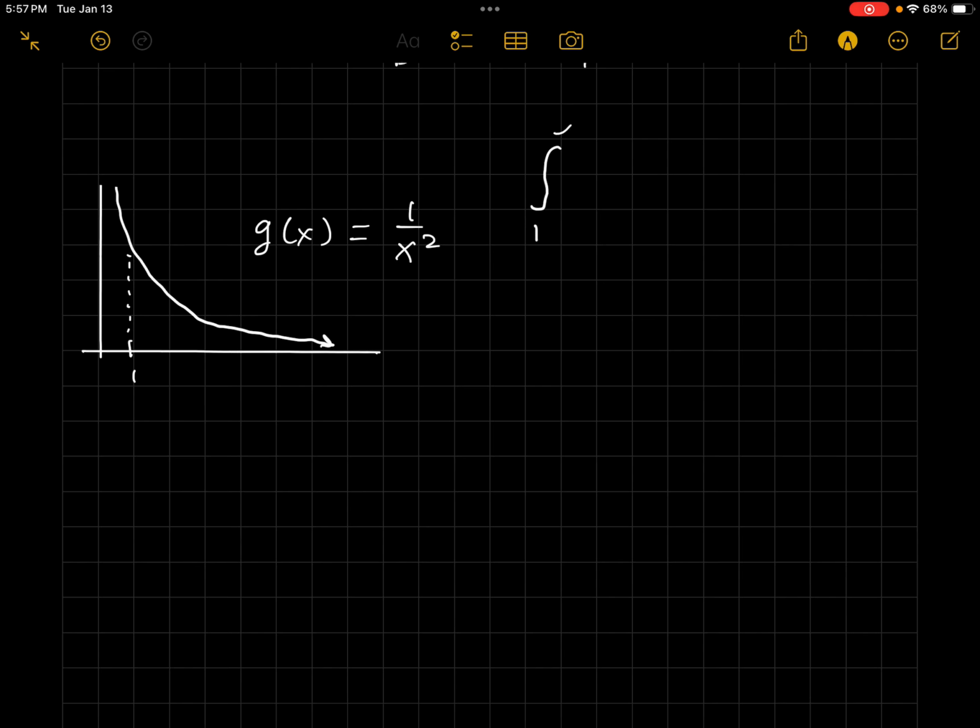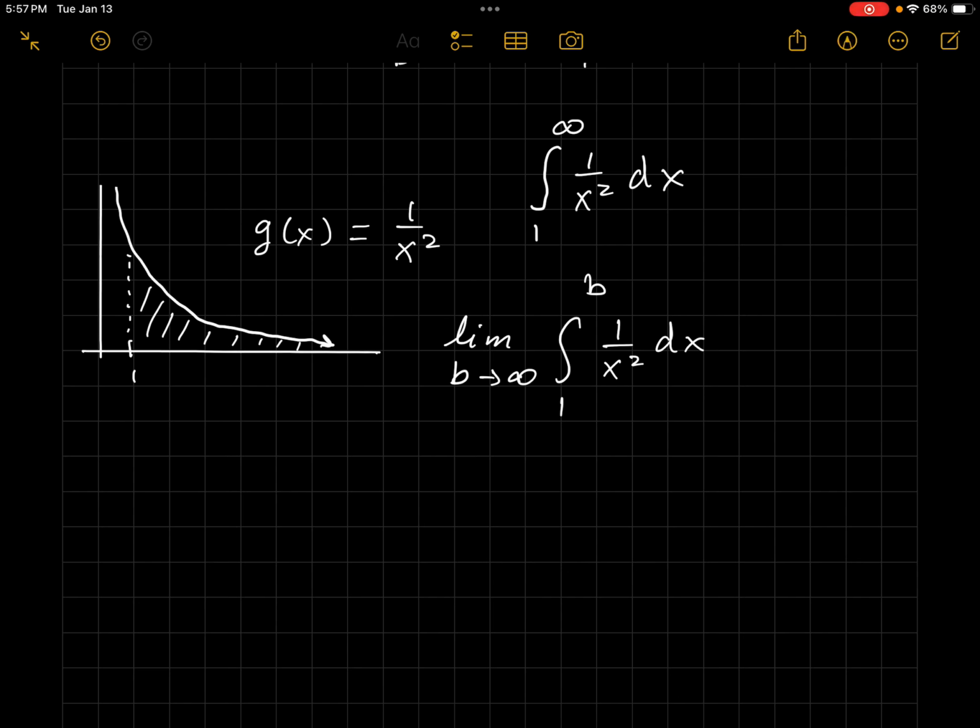Let's integrate g of x from 1 to infinity, where g of x equals 1 over x squared. It's a similar graph to the one above. I didn't draw it to scale, but just to give a representation. We're going to evaluate this integral, starting by doing the limit as b goes to infinity of the integral from 1 to b of 1 over x squared dx. That will give us the area beneath the curve.